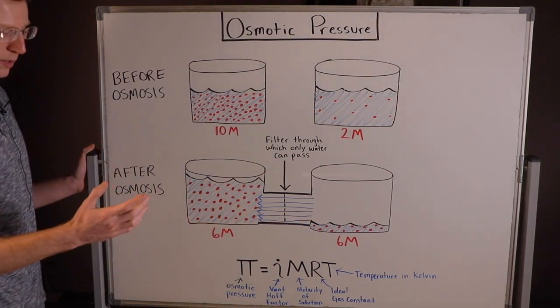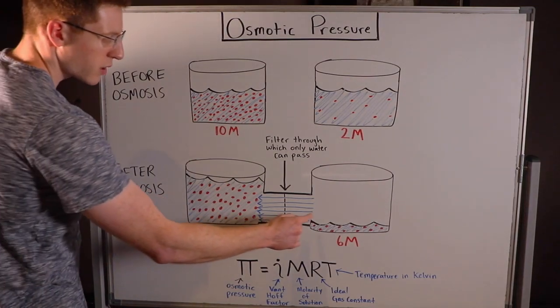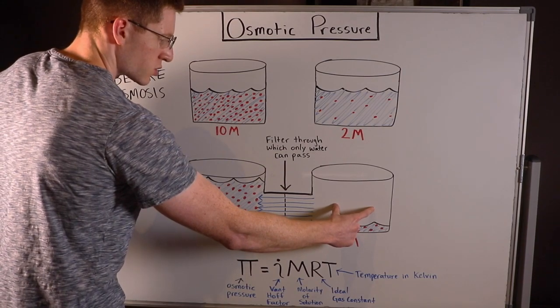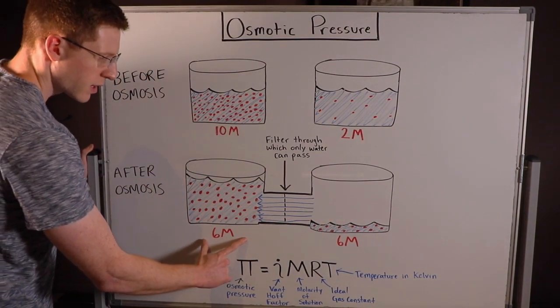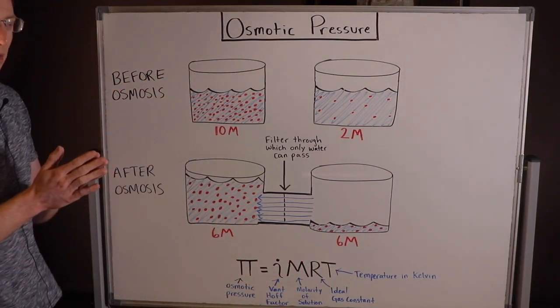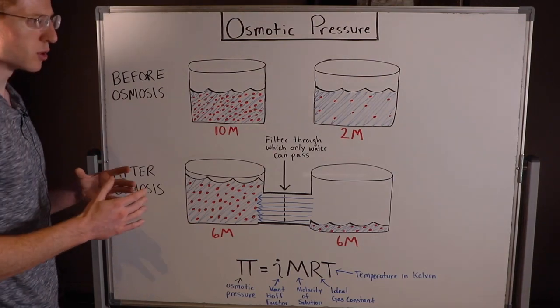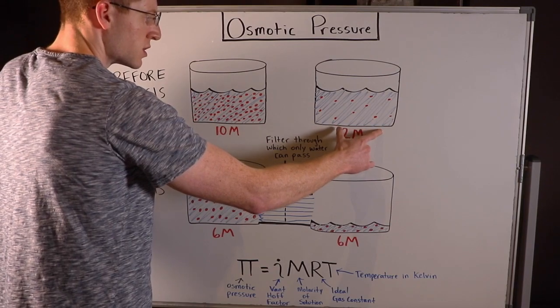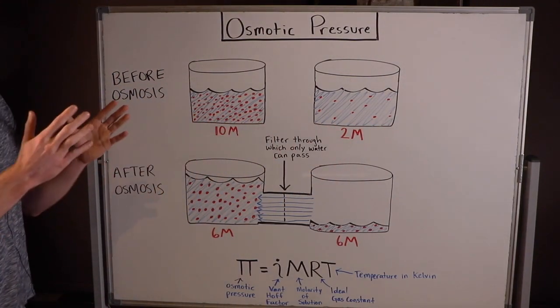It's only water. So after osmosis, the water is going to travel from the less concentrated beaker to the more concentrated beaker until their molarities equilibrate at 6 molar each. They sort of met in the middle. Osmosis is the natural tendency for water to move from low solute concentrations to high solute concentrations. Water always wants to be equally distributed.